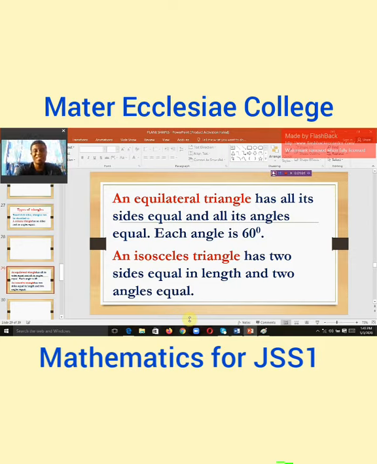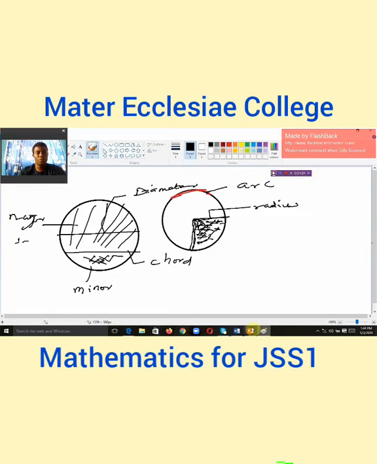And then for an isosceles triangle, isosceles means same legs. When you break it down, it's a Greek word: iso, same, and skelos, leg. So it means same leg. It's a triangle that has two sides equal in length and two angles equal. The two sides we're talking about are the two legs, and the two angles we're talking about are the base angles, the angles at the bottom part of the triangle. They are also equal. Let me just illustrate this on the board quickly.